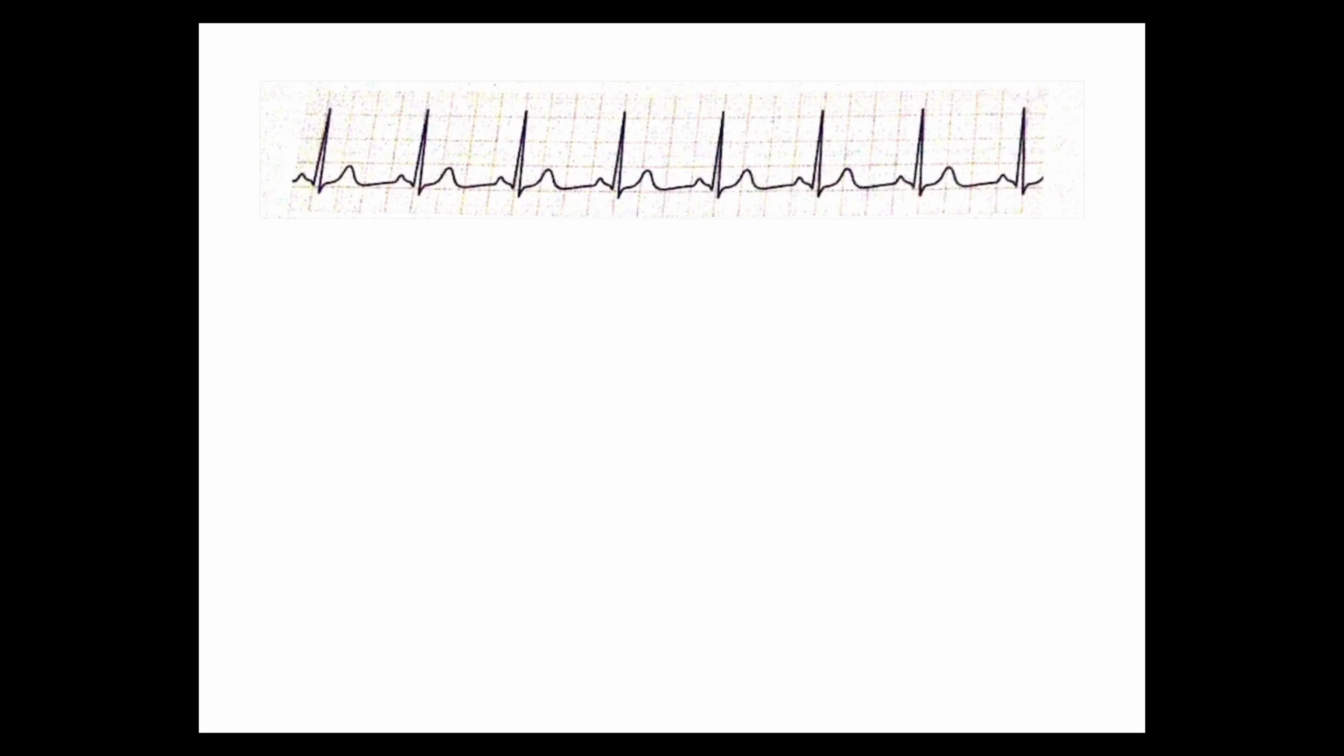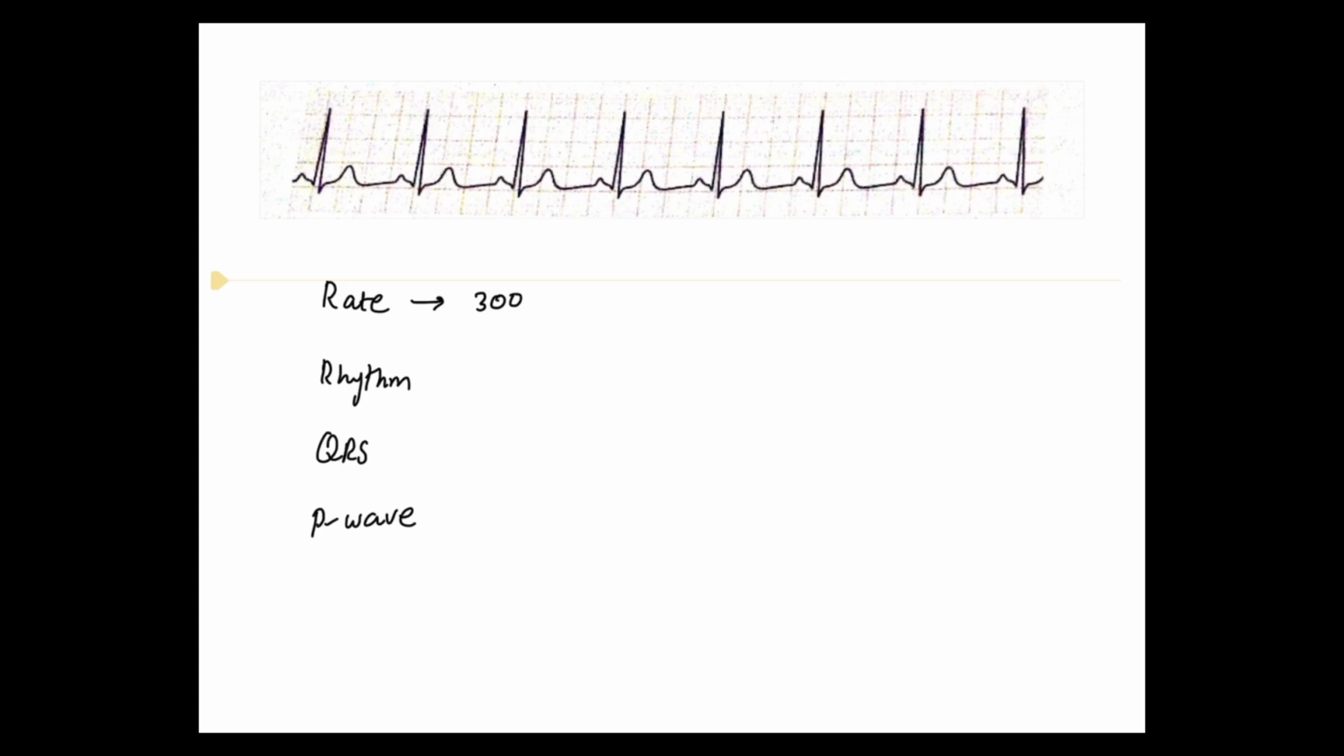So let's do a test. Here is our first example. Let's go step by step. We need to look at the rate, we need to look for rhythm, QRS complex, and P wave as well. Of course, we need to look at the ST segment as well, but for the sake of rhythms, we need to look for these things in particular.